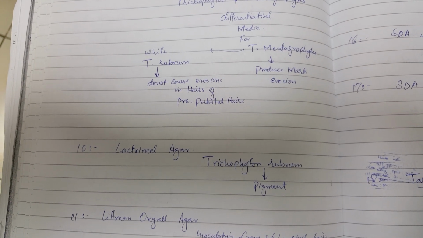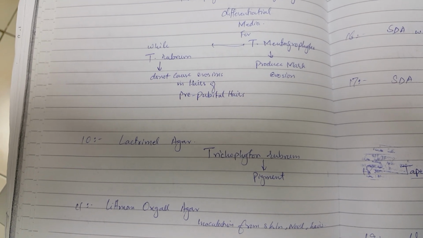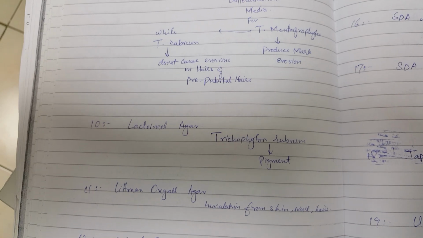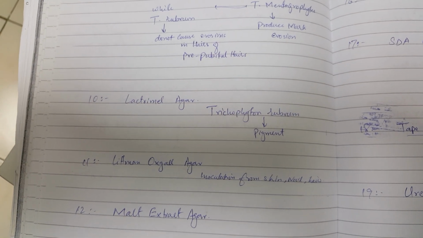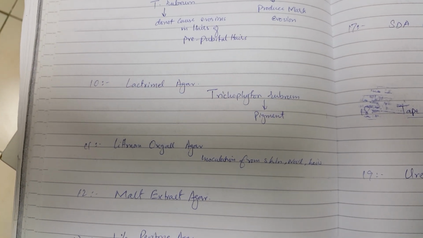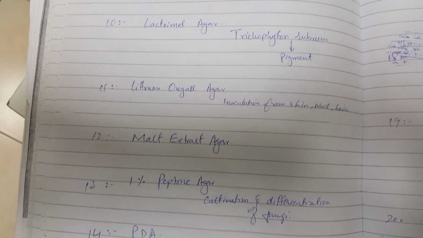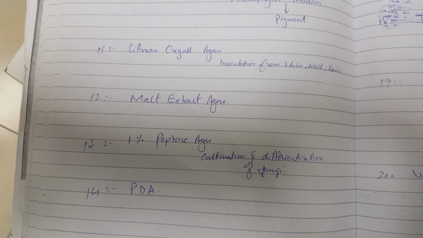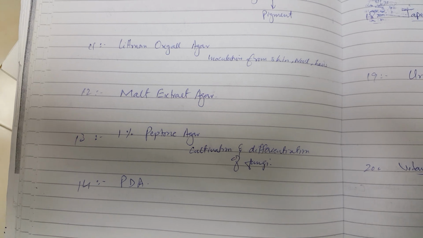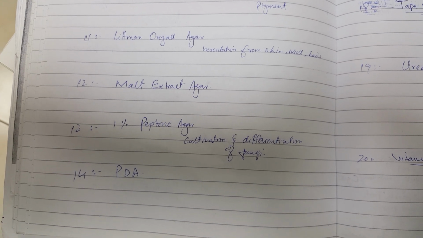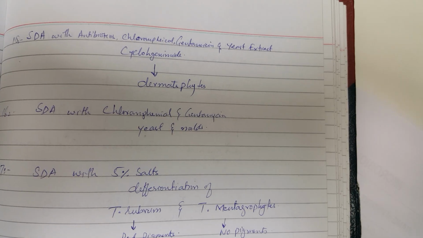Lactrimel agar is used for Trichophyton rubrum, which produces the pigment on this medium, and Leeming-Notman agar is used for the inoculation of skin, nails and hair. The malt extract agar and 1% peptone agar are for cultivation and differentiation of fungi. PDA is a general purpose media in mycology.